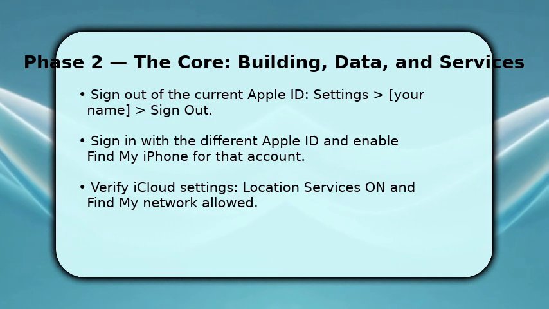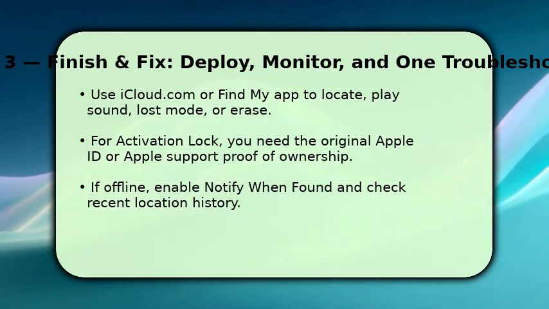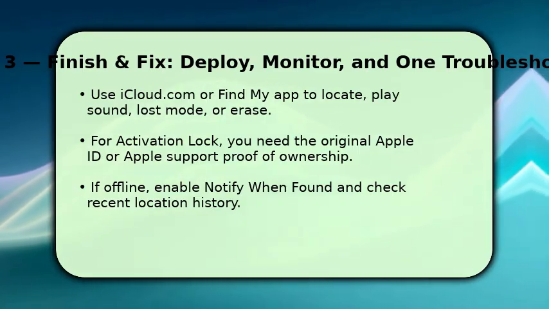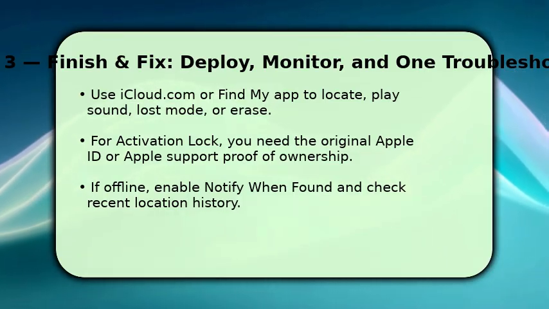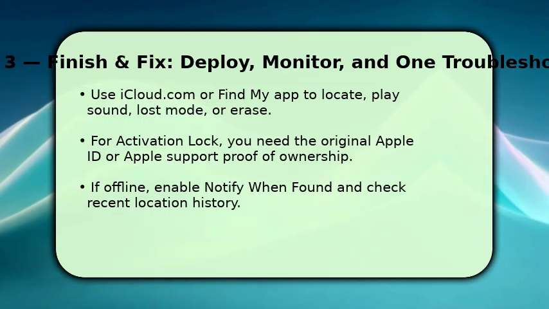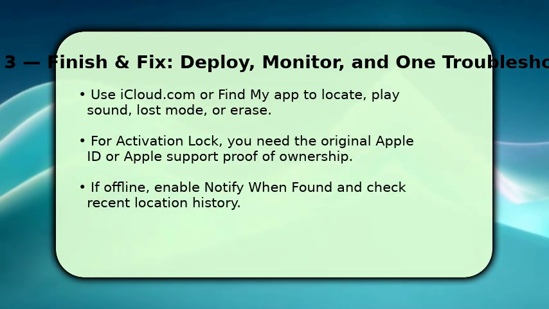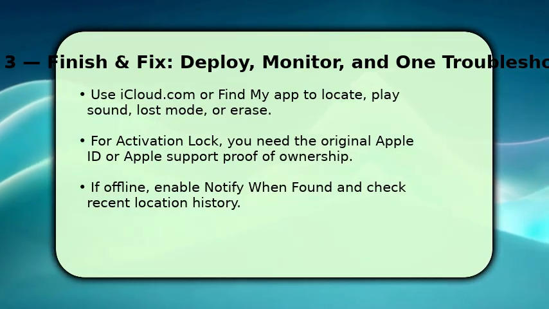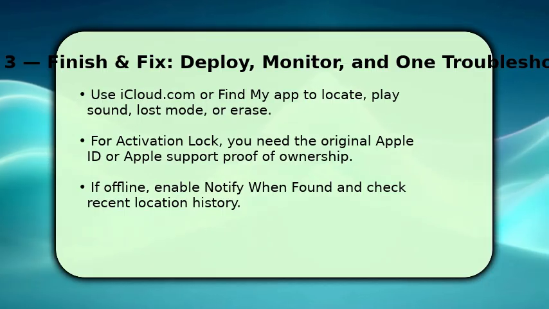You now open the Find My app or iCloud and locate the device. Select it to play a sound, enable Lost Mode, or erase remotely. Use Lost Mode to display a contact number and freeze the device. If Activation Lock appears after an erase, you'll need the original Apple ID credentials or Apple support with proof of purchase. This prevents unauthorized use. If the device is offline, turn on Notify when found and periodically check. Once online, your pending command will execute immediately.